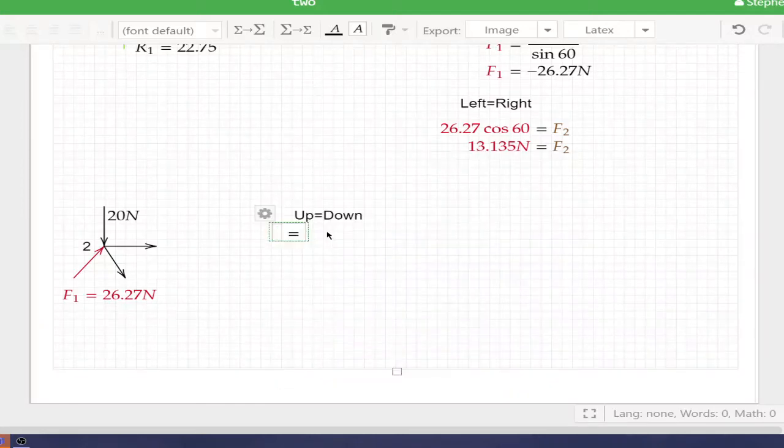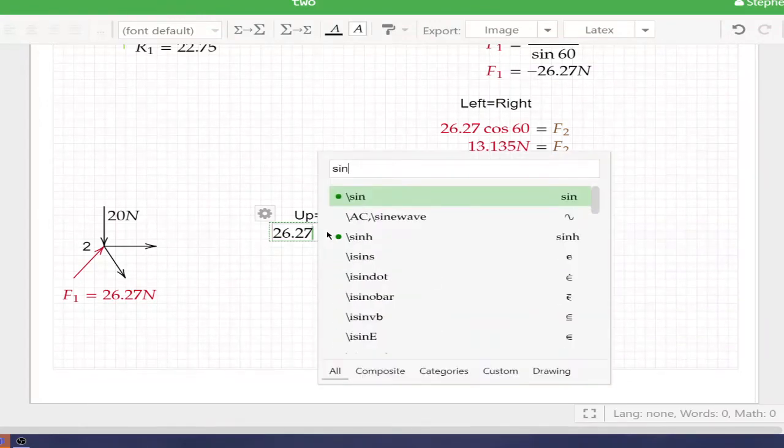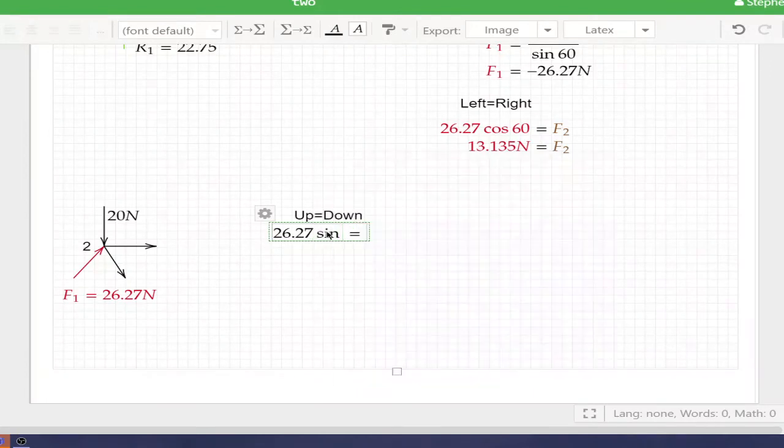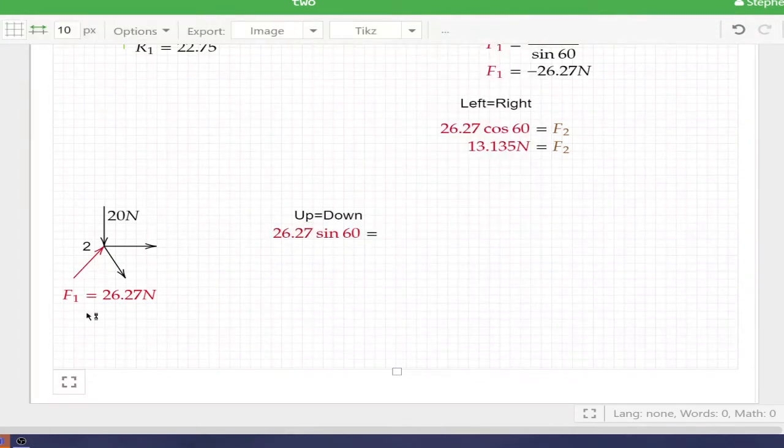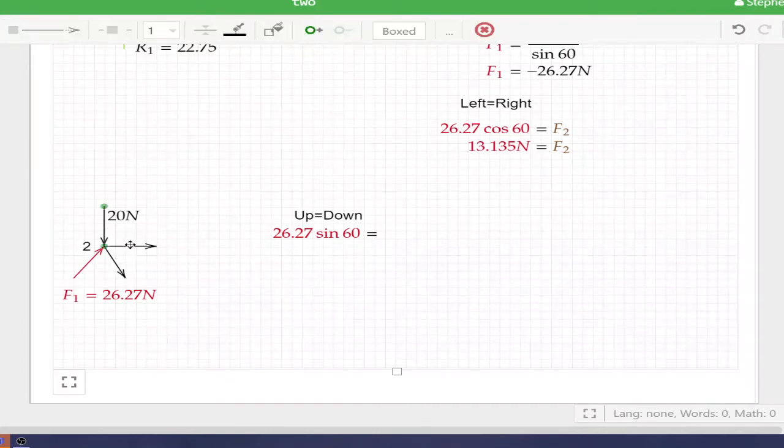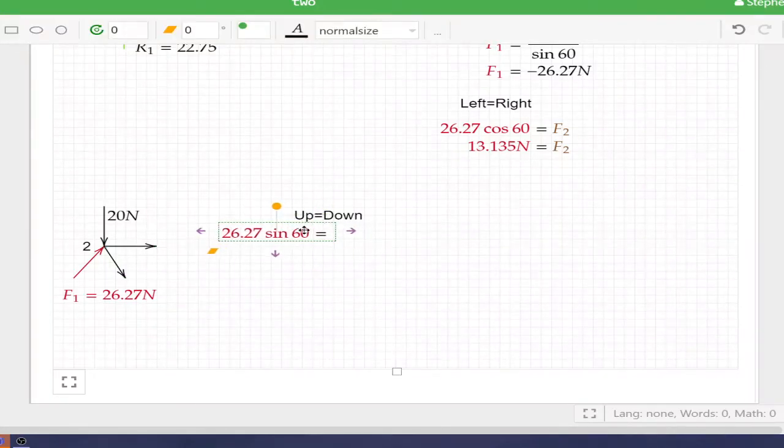So what we're doing, we've got F1, so 26.27, and it's the vertical component of F1. So again, we're doing sine 60. Let's again put that in red so we're consistent here. Sine 60, that's the vertical component of F1. And is there anything else going up? No, there isn't. That's going down. That's going right, so we don't need that. And that's going down as well. So what we know is that that's going up.